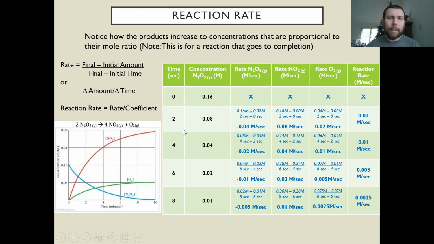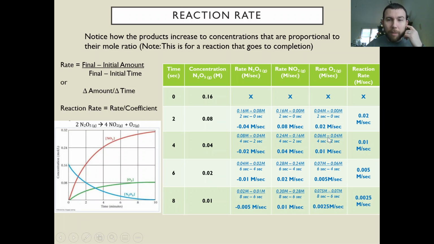Likewise, if we start looking at the other substances, NO2, that's our red curve, time equals 0, there was none of it, but at time equals 2 seconds, we're at about 0.16 molar. So we do 0.16 divided by 2, gets us a rate of NO2 that's 0.08 molar per second as the rate of its appearance. And then for oxygen, that's our green curve, going from 0 to 2 seconds, we get about 0.04 molar.